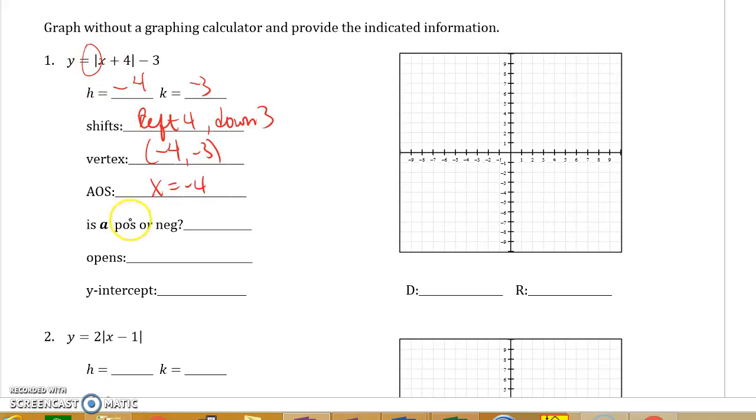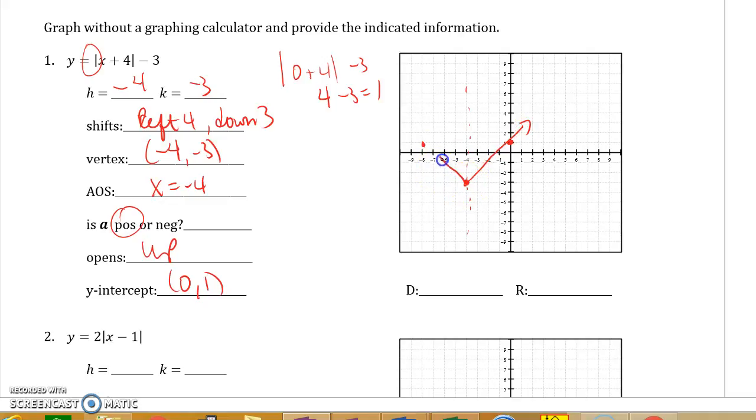Is a positive or negative? It's positive, which means it opens up. And then the y-intercept, if I put in a 0, I'm going to get 4 minus 3 would be 1. So (0, 1). So again, the vertex is at (-4, -3). If you want to make the axis of symmetry, you can. The y-intercept is at 1, and I can just mirror that over, and then I can make the V.